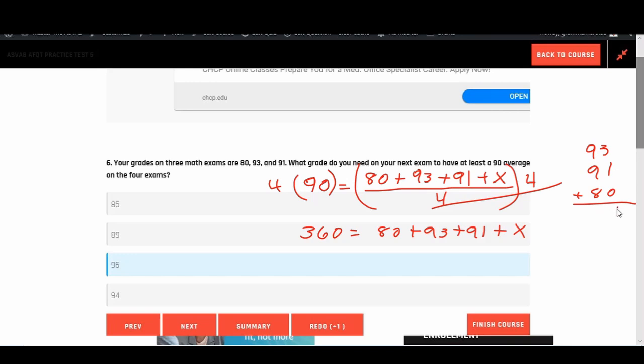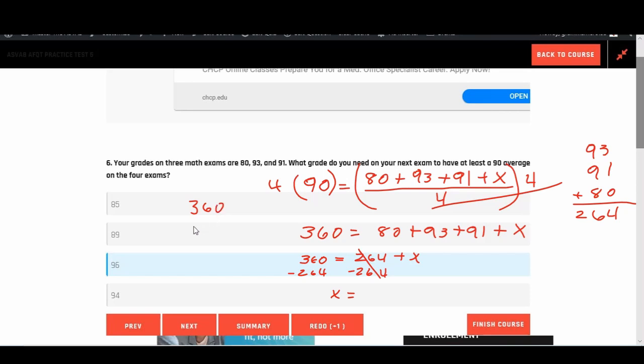3 plus 1 is 4. Nothing to carry. 9 plus 9 is 18. 18 plus 8 is going to be 26. So we can see that this is 360 equals 264 plus x. As I said, we're trying to solve for x by itself. So I'm going to subtract 264 from both sides. This crosses out. I'm left with x equals 360 minus 264.